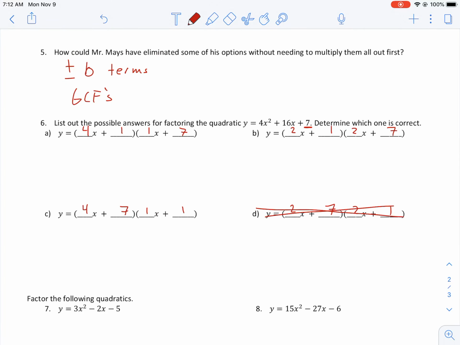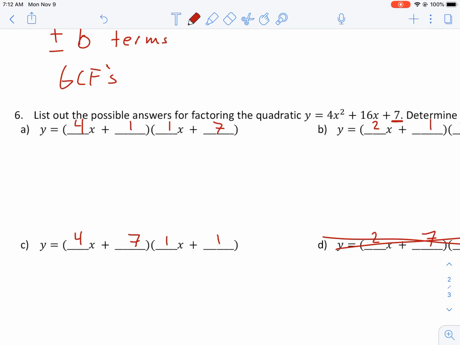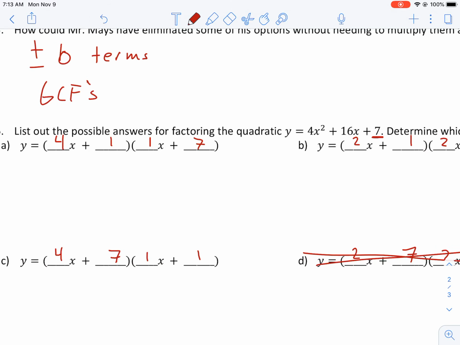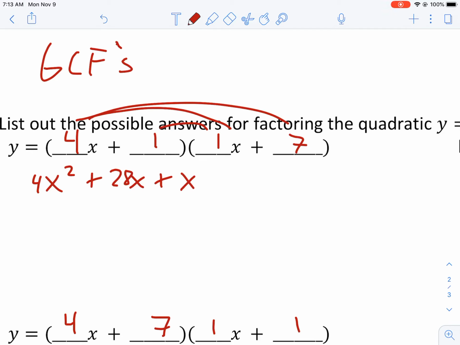But again, this can show you why these can be a little bit tricky. Do we want it to be 4x times x, making 4x squared, or do we want it to be 2x times 2x, making 4x squared, right? And so, again, you can go through your distributive property here, and you can figure it out. 4x times x, that's 4x squared. 4x times 7, that's plus 28x. 1 times x, that's plus x, and then 1 times 7 is plus 7. Our middle term, 28x plus x, that's 29x plus 7.